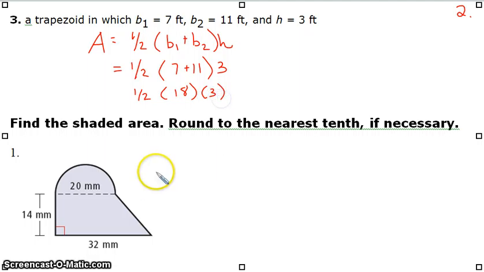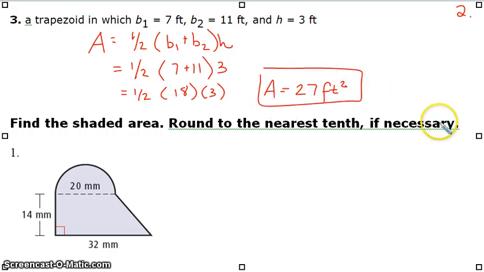And again, we can go through and simplify this: 7 plus 11 is 18, times 3. Okay, so do the math again. We can do it several different ways, put it in our calculator. But if we multiply it out, we can take half of 18, which is 9, times 3. So it's 27. So our area is 27, and this is in feet, so 27 feet squared. Excellent. Looking pretty good.